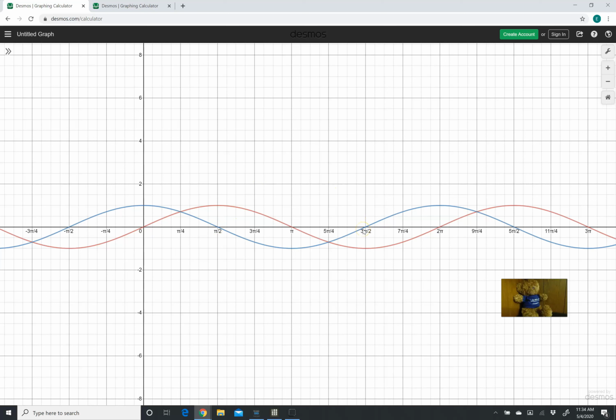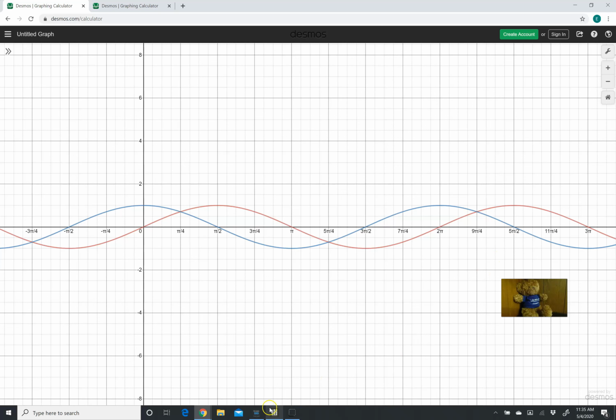We're going to have an asymptote at 3 pi over 2. If we keep going past 2 pi, we're going to have an asymptote at 5 pi over 2. This is because tangent is sine over cosine, and whenever we have a cosine that's equal to 0, our tangent is going to be undefined, okay? So we will have asymptotes there.